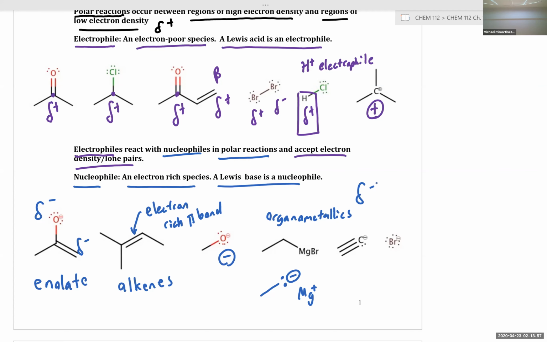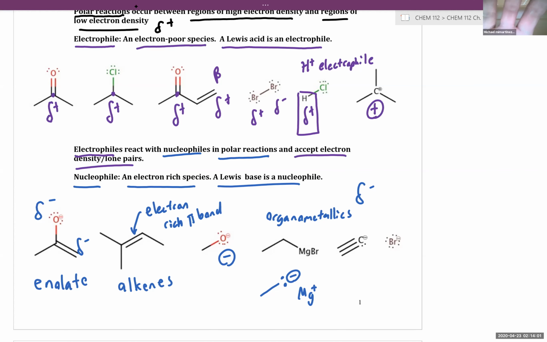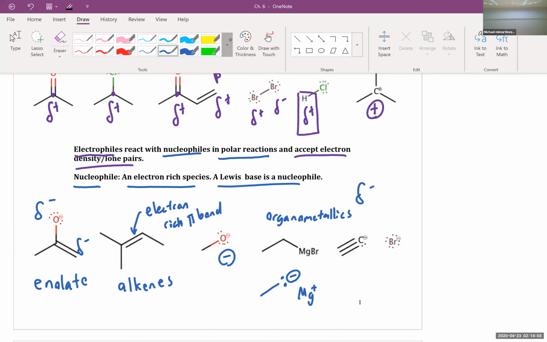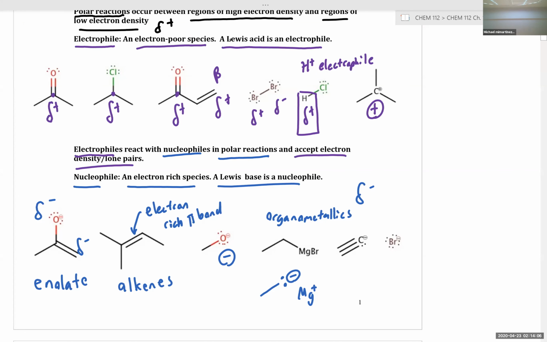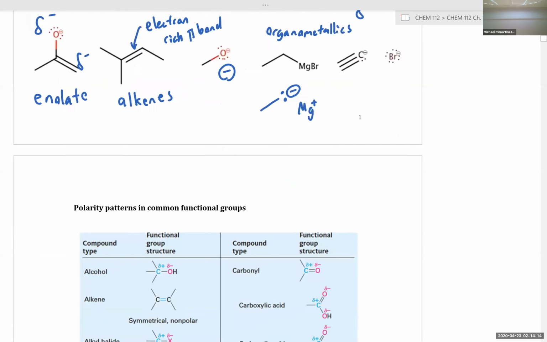Does that make sense so far? Is everyone comfortable with our definitions of nucleophile and electrophile? Any questions on that? Okay, let's keep going then.